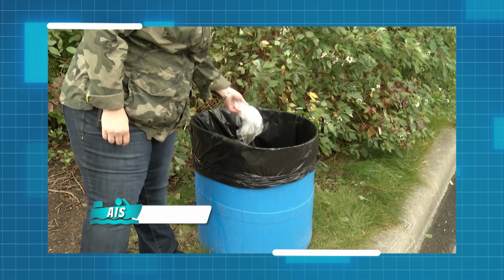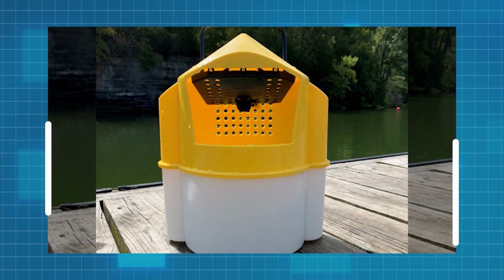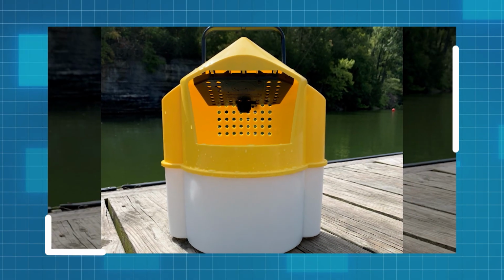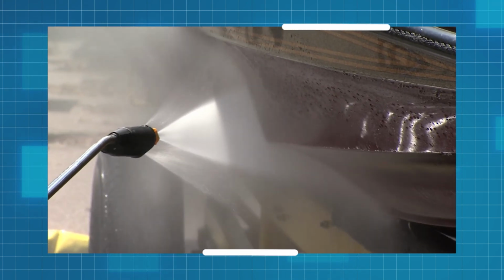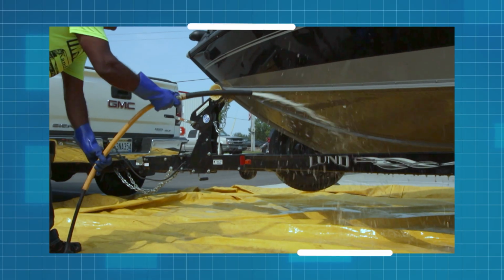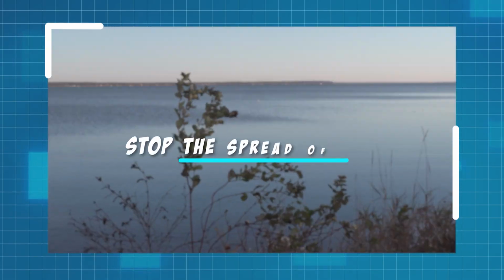Dispose of unwanted bait in the trash. To keep live bait, drain the water and refill the bait container with bottled or tap water. And if you have been in infested waters, also spray your boat with high-pressure water. Rinse with very hot water. Dry for at least 5 days. Stop the spread of AIS.